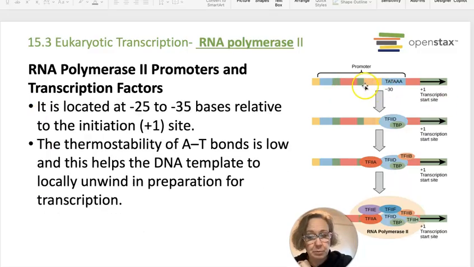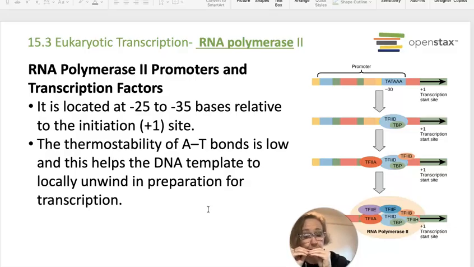The polymerase 2 and the promoters are going to be further up, and they are located also 25 to 35 bases relative to the initiation site. And the thermostability of A-T bonds is low, so it doesn't take as high of a temperature to break those A to T bonds. It doesn't take as much, so the thermostability of those is low. And this helps the DNA template to locally unwind in preparation for transcription.